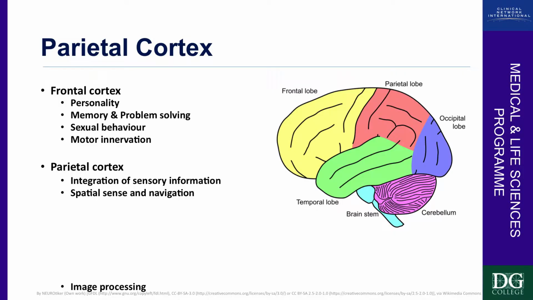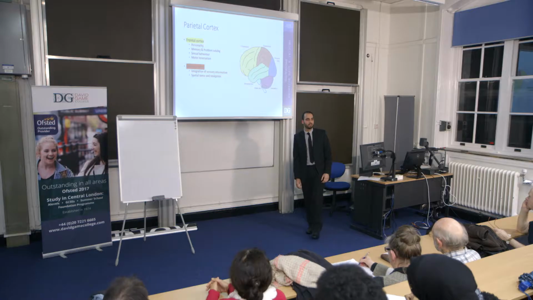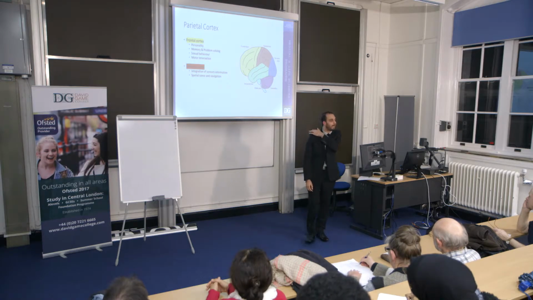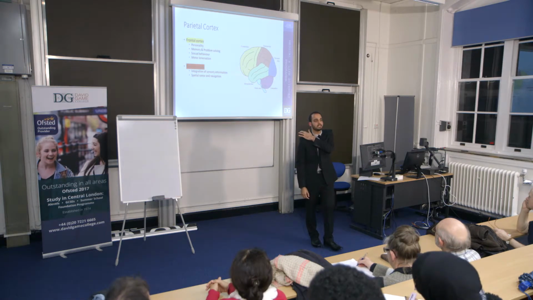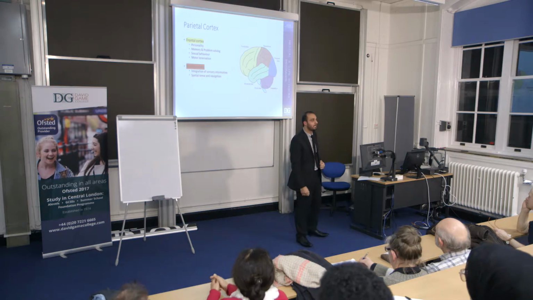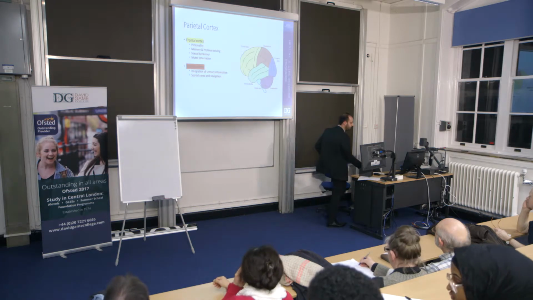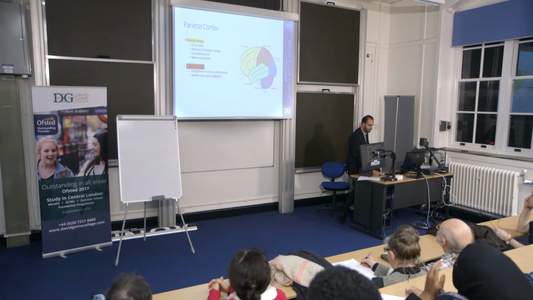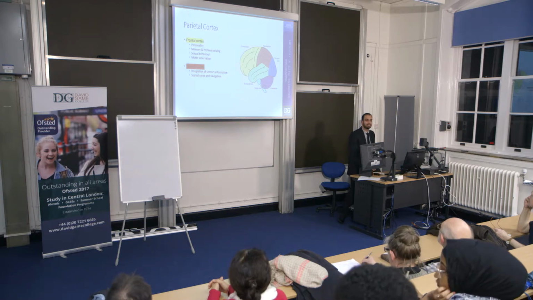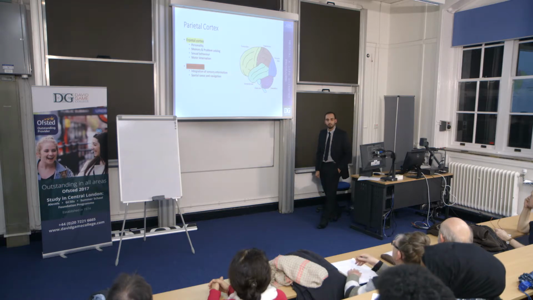The parietal cortex is involved in integrating sensory information. So if somebody taps you on the back, that's a sensation, and that sensory information is relayed to your post-central gyrus, which is this gyrus here after the central sulcus, and that will tell you exactly where somebody touched you.